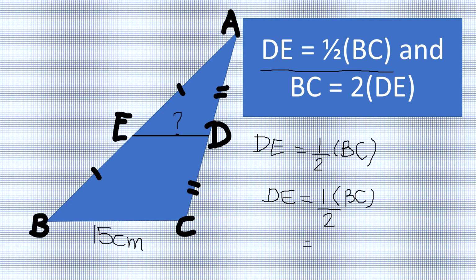So the measure of BC is 15, then divided by 2, this is equal to 7.5. So we may now state that the measure of DE, or midline DE, is equal to 15 divided by 2. That would be 7.5 centimeters.